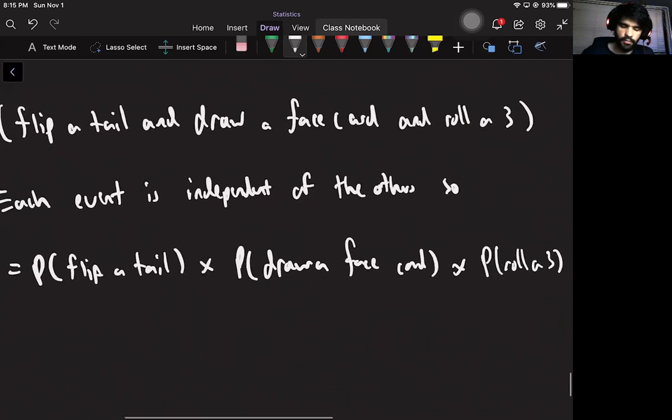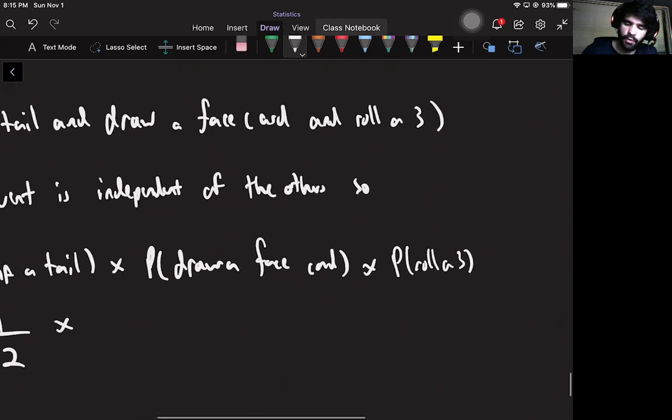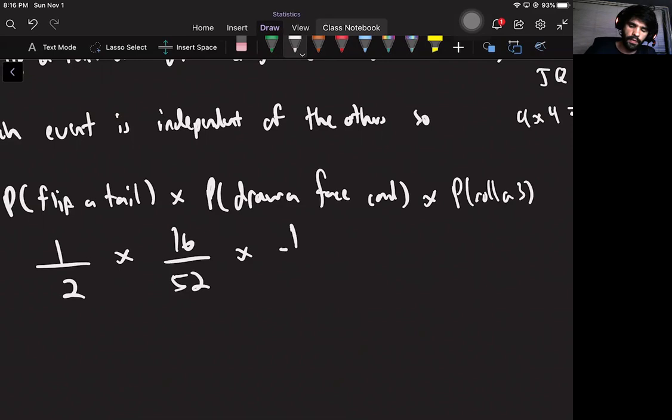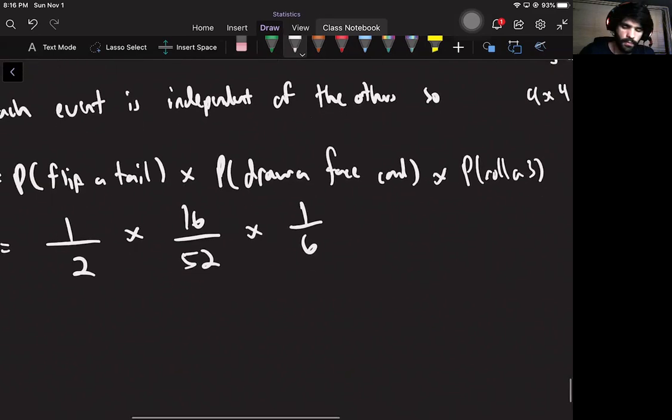So what's the probability of flipping a tail in a coin toss? It's 1 out of 2. Drawing a face card, well, I got to count that. There are 4 face cards for each suit, so 16, because there's the jack, the queen, the king, and the ace. So there's 16 of those out of 52 cards. And there is just a single 3 out of 6 numbers on a die. So this is the answer.